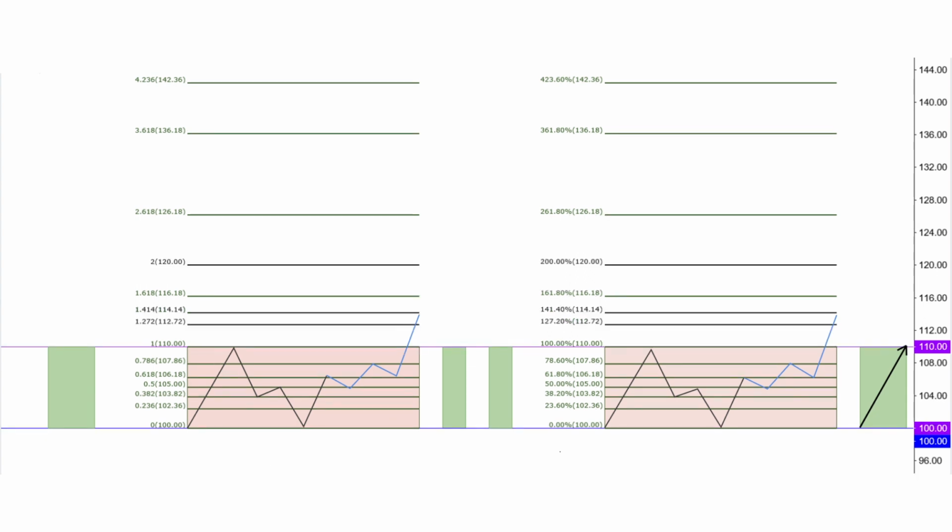Like with the fib extension, additional levels can be added. The 1.272, 1.414, and 2 levels are among the most common levels selected.